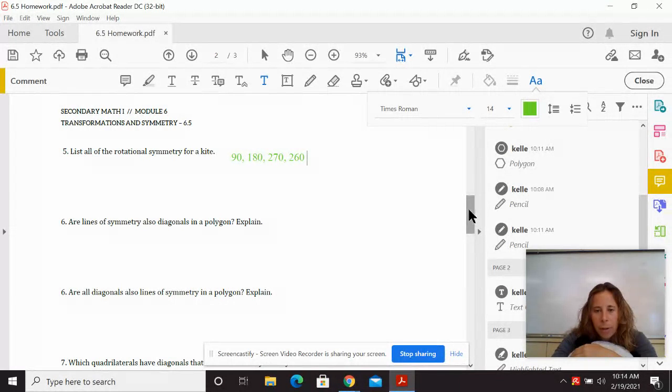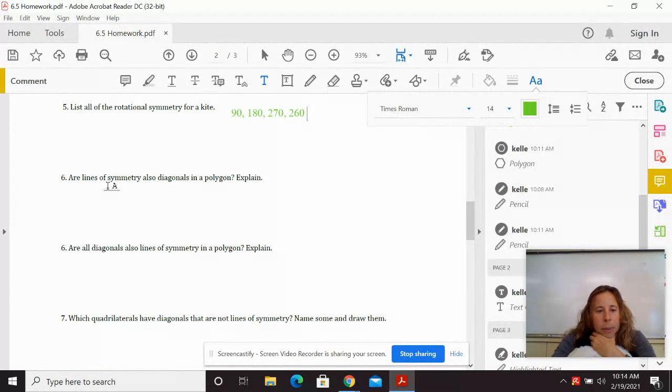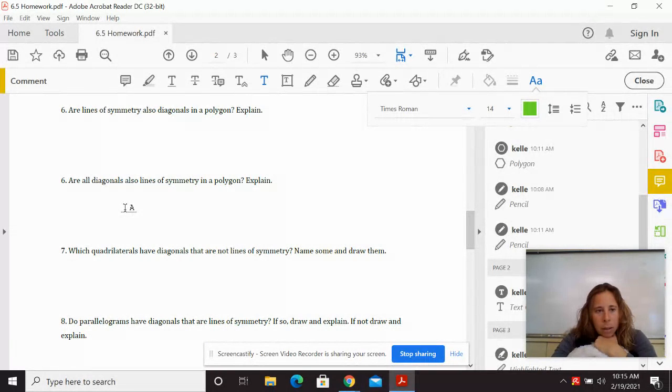I'm not going to tell you what it is. You have to figure it out. Are lines of symmetry also diagonals in a polygon? Sometimes they are, but not always. And then explain why. Once again, I would look back at our notes for today. Were all of our diagonals lines of symmetry? If you were not in class, please go look at the notes and you will be able to tell, hopefully.